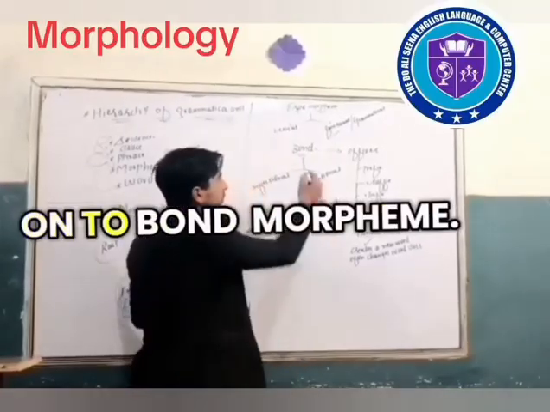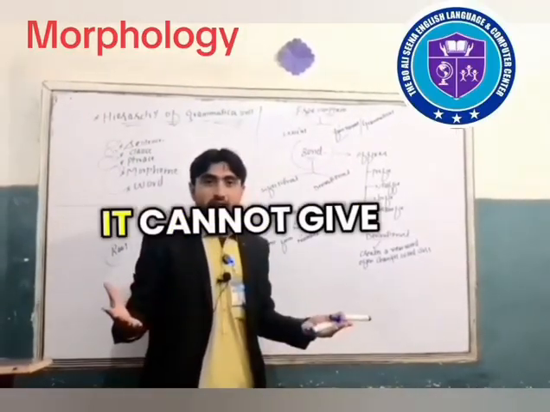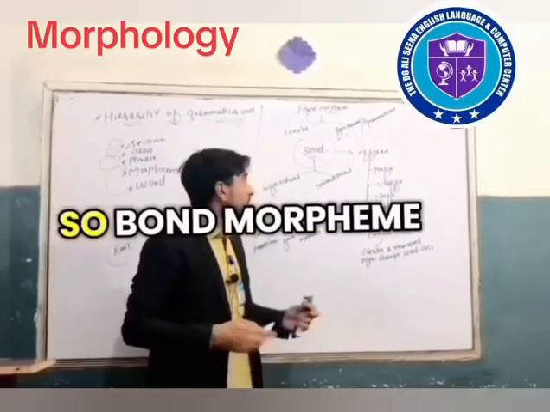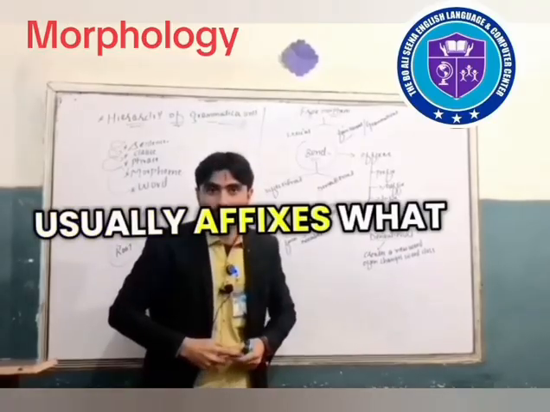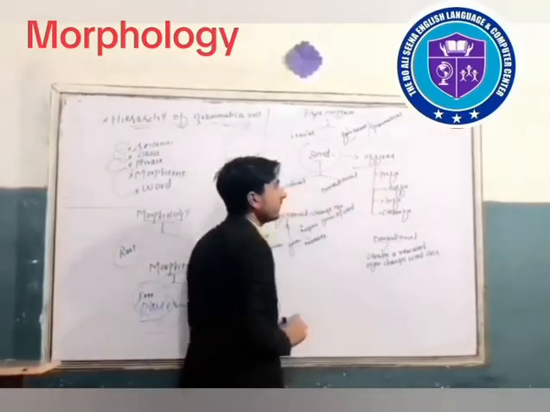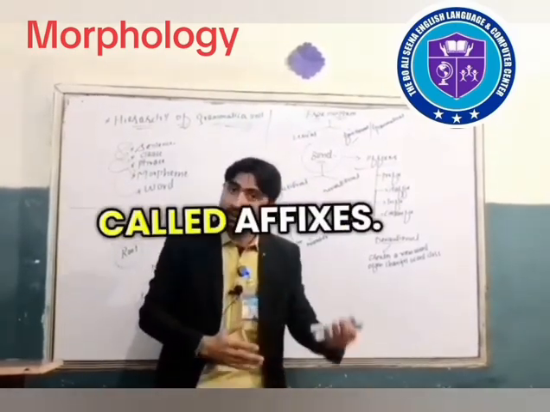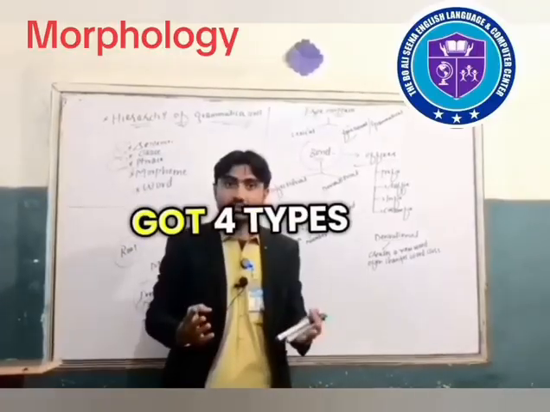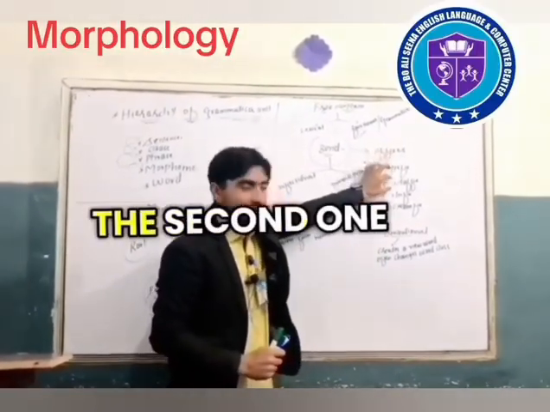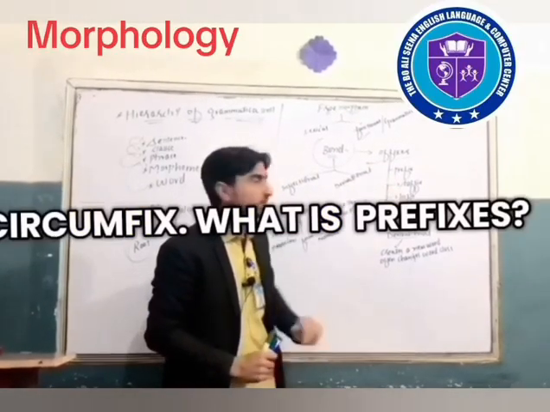So let's move on to bound morpheme. As I said, it cannot give meaning by itself until attached with a free morpheme. Bound morphemes are usually affixes. What are affixes? Let's quickly touch on it. Something that is attached to root words is called an affix. We have four types of affixes. The first one is prefix, the second one is suffix, the third one is infix, the fourth one is circumfix.